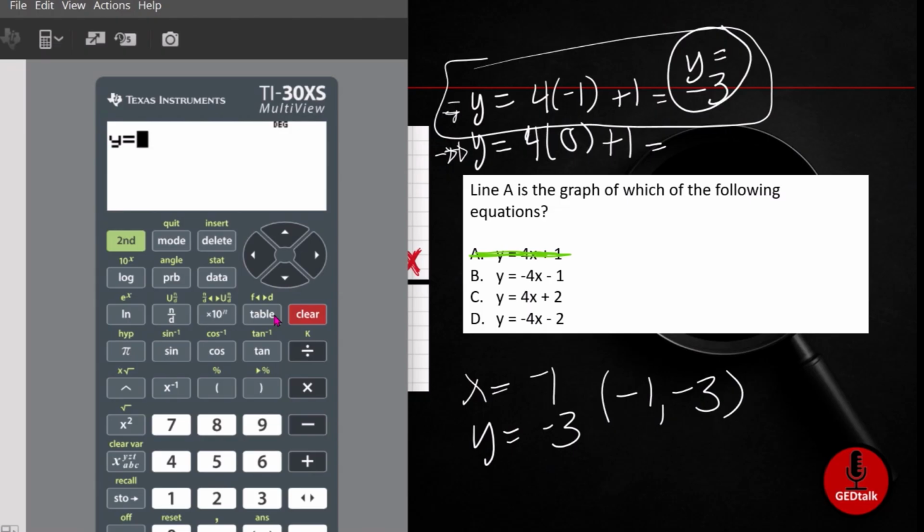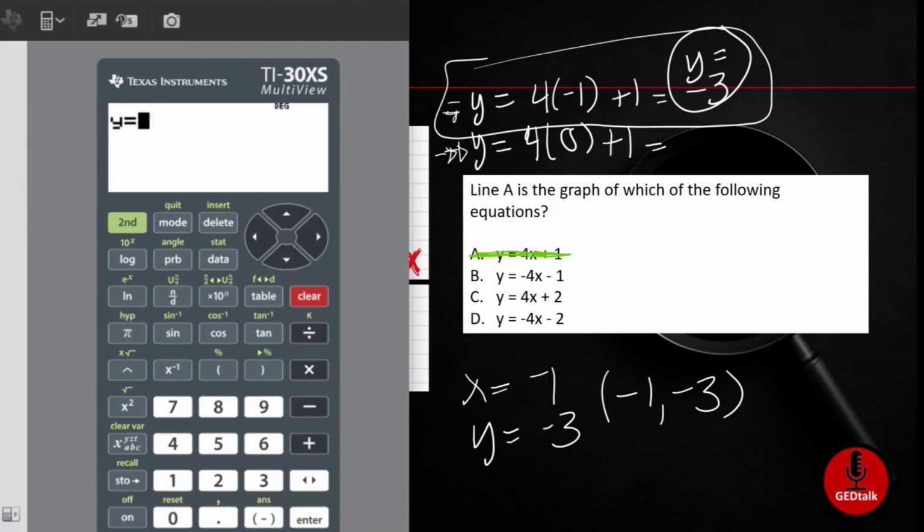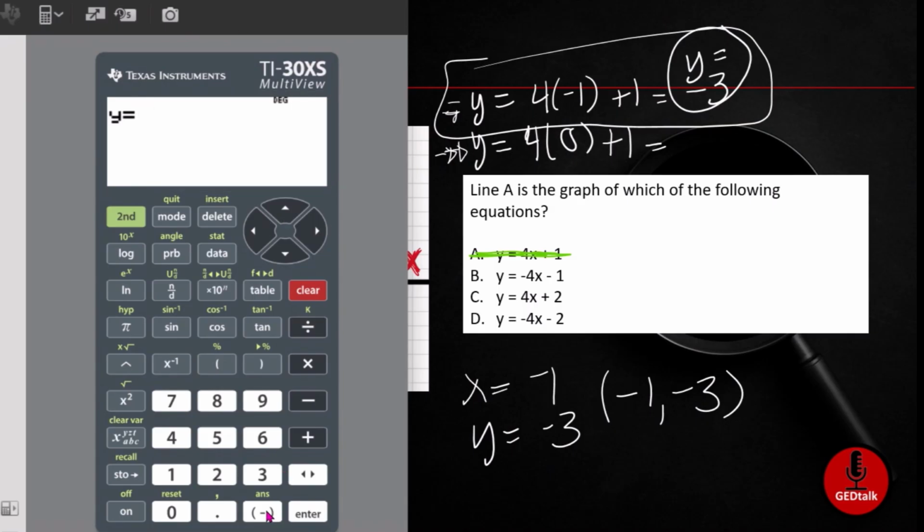So what I want to do now is start inputting my other answer choices to figure out, okay, when y equals this equation, and I'm going to show you how I'm going to tell it what x is going to equal, and it'll tell me what y is. So let's go ahead and take a look. I have y equals, and I have B as my next one. Let's move our calculator up so you can see the negative key. I'm going to do negative 4x minus 1, and I'm going to hit enter.